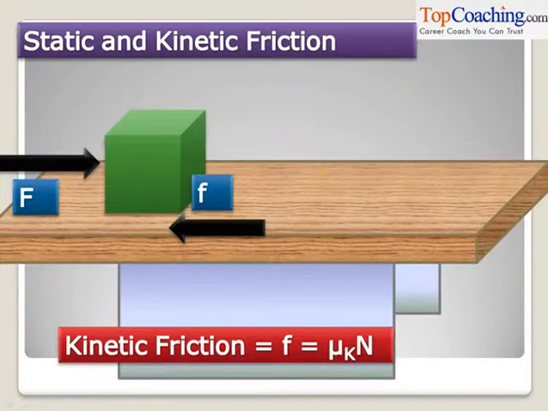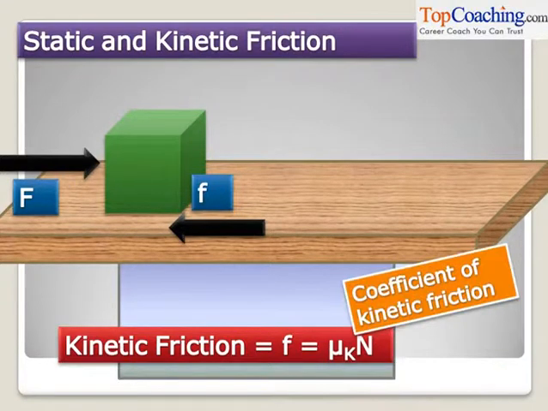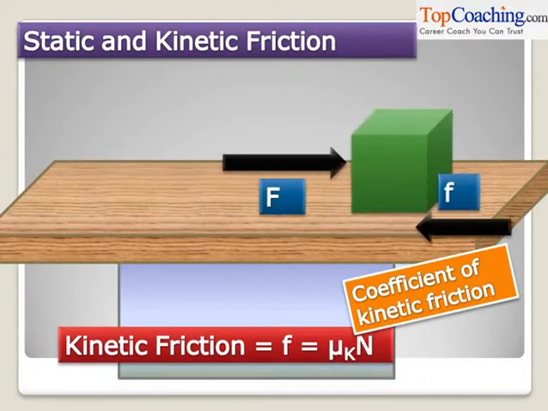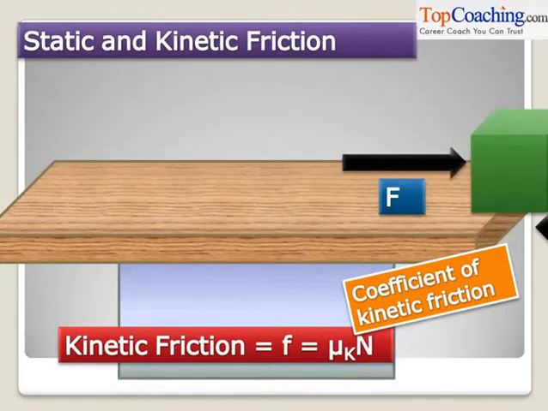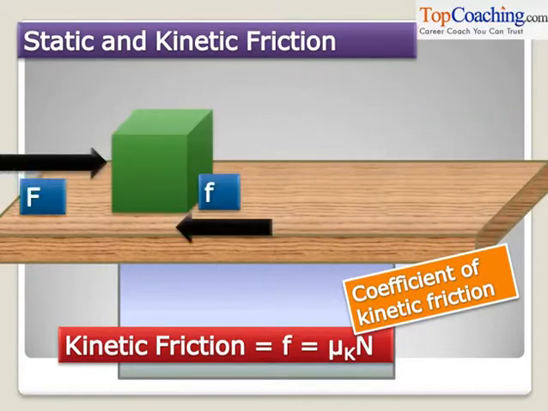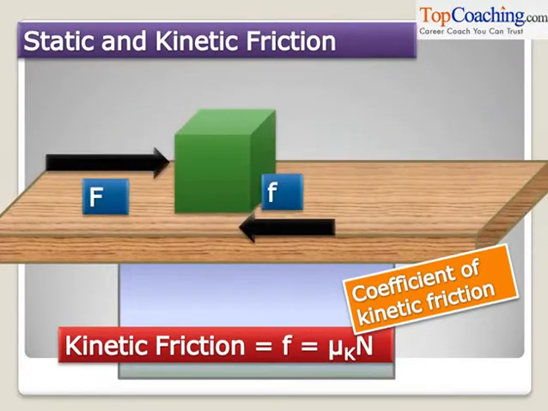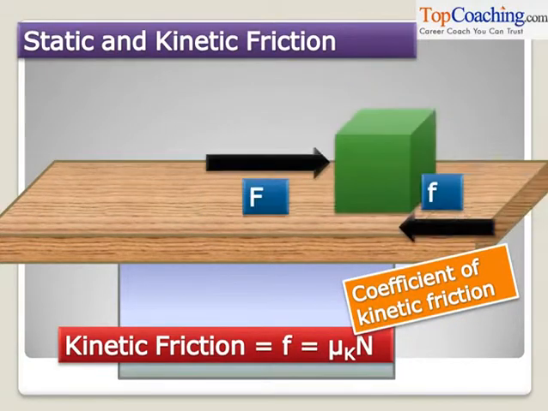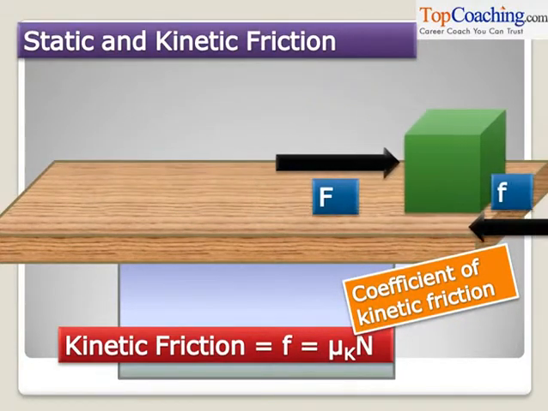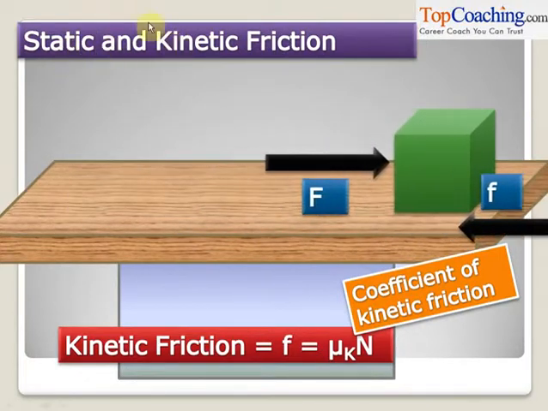It will suddenly change as soon as the block starts moving. It will become equal to mu k into N, where mu k is the coefficient of kinetic friction, which is different from the coefficient of static friction. Understood? So basically, when a block moves, the friction force that acts is mu k into N. When a block is stationary, the friction force that acts is equal to the force applied if the force is less than mu s into N, and it is mu s into N when the block is at rest and the force applied is greater than mu s into N.